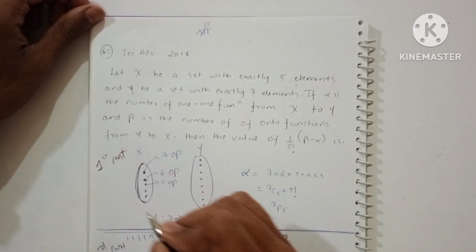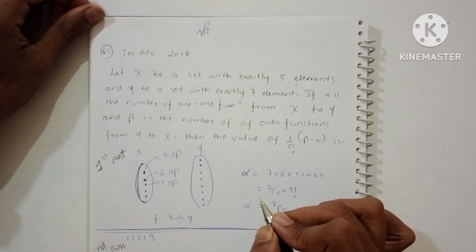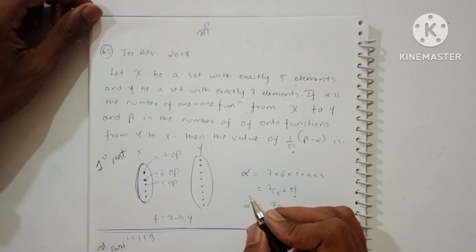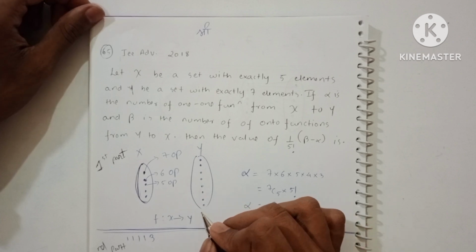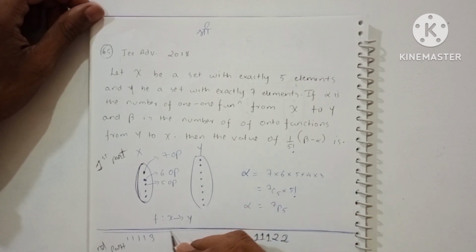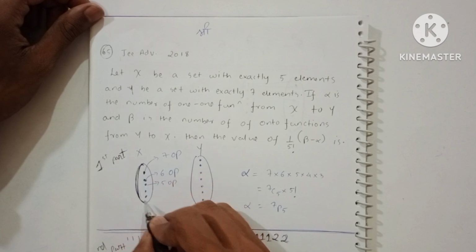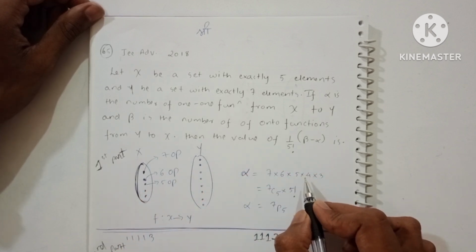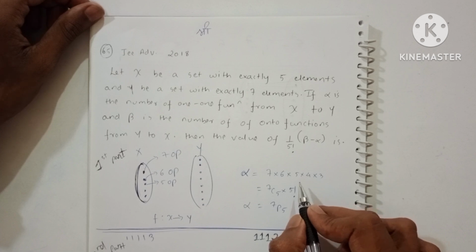I have explained 1-1 function and onto function in 25 seconds. Also, I recommend you view this video when you want to know the concepts about onto functions and 1-1 functions. First part, we have to find 1-1 functions from X to Y, which is an easier task as compared to the second part of the question.